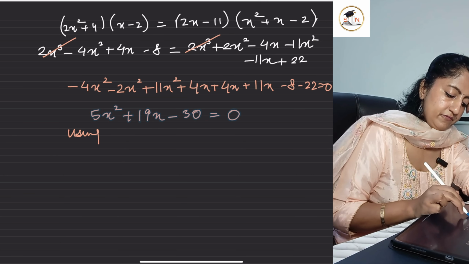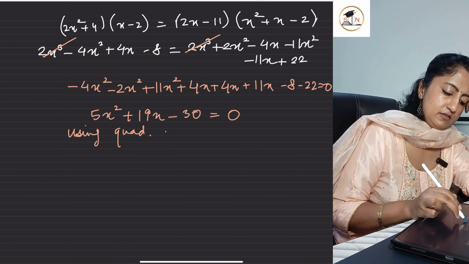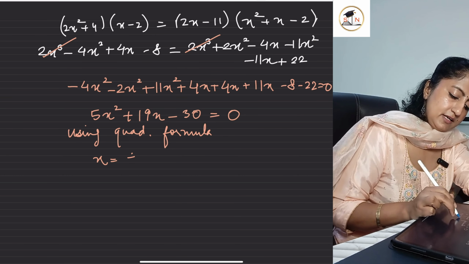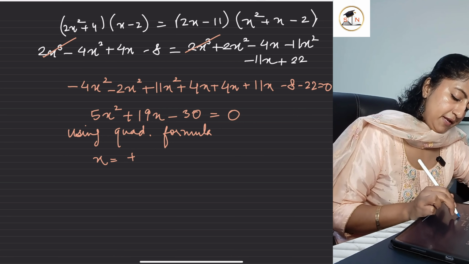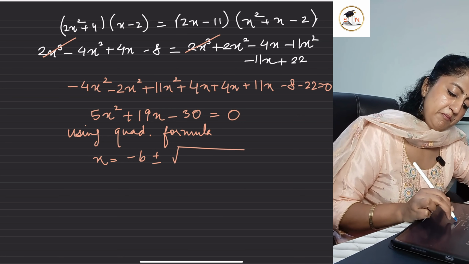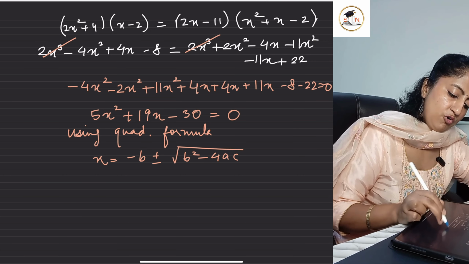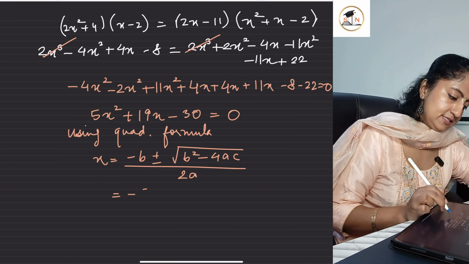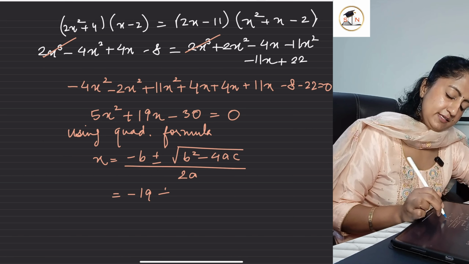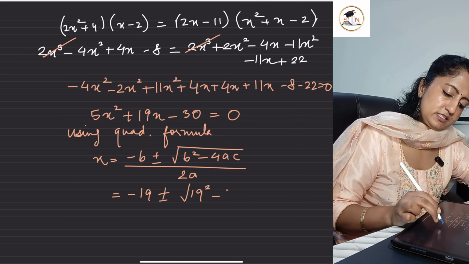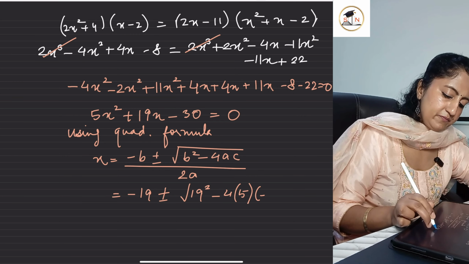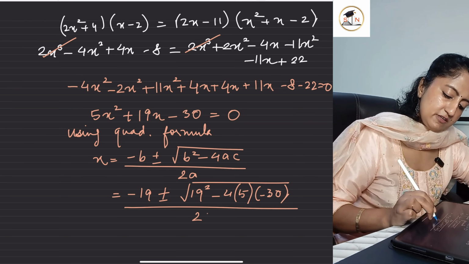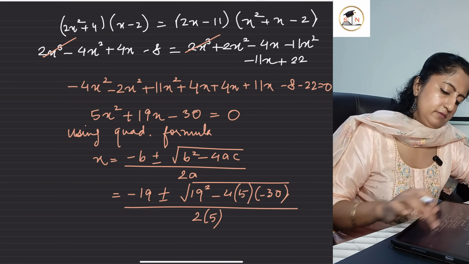So using quadratic formula, x equals minus b plus minus square root of b square minus 4ac whole over 2a. Right? So what do we get? Substituting the values, minus 19 plus minus square root of 19 square minus 4 times 5 times minus 30, over 2a. So 2 times 5. Okay. Let's simplify it further.